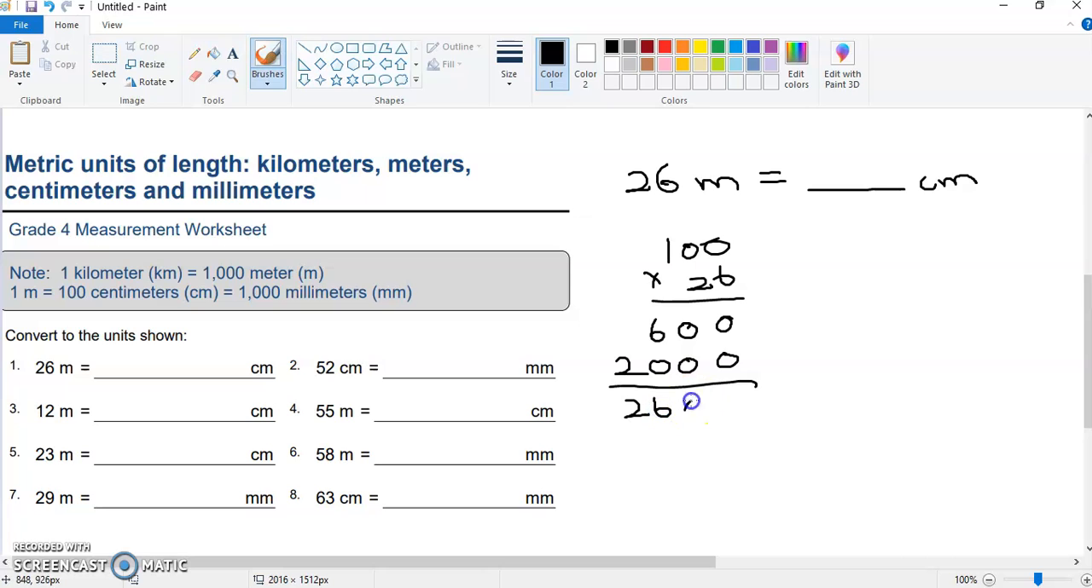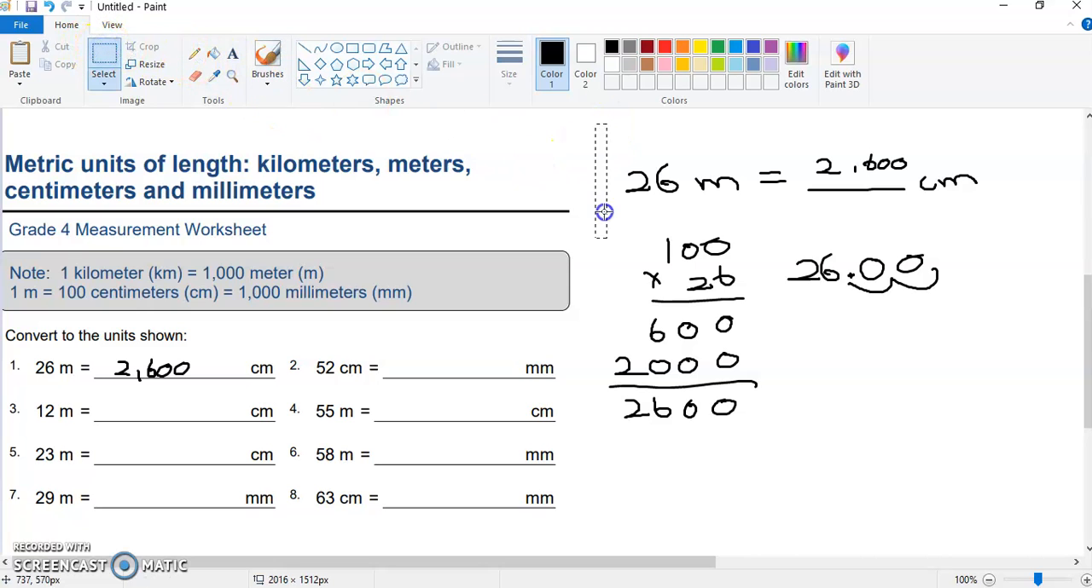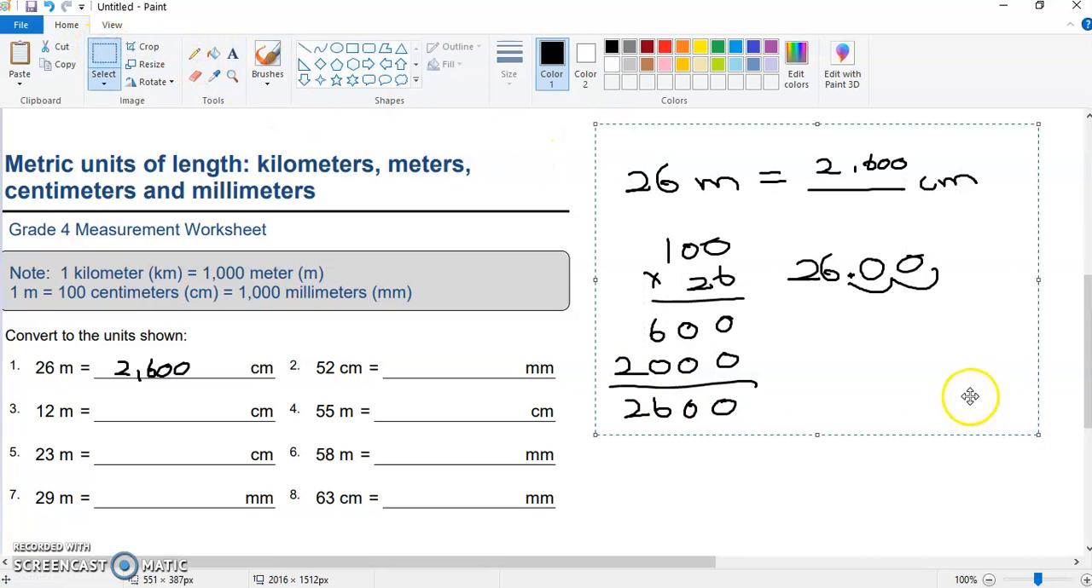Well, what really happened? Basically you took the number 26 and you took the decimal point, if there's a decimal point, right, between the ones and the tenths, and you just moved it over twice. And so now you just added two zeros. So there's 2,600 centimeters in 26 meters. So you just multiply times 100. And you just kind of follow the same pattern. Working with these metric units can be pretty simple.